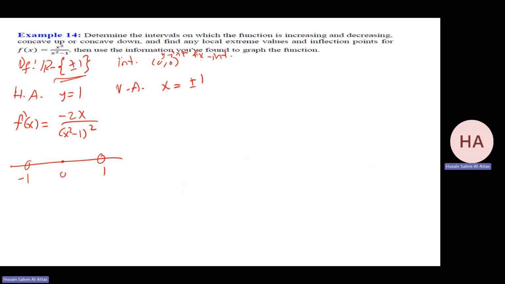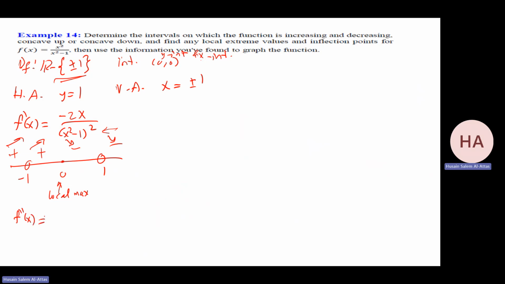Okay. So before minus 1, take a value negative. Actually, this has no effect. What will have the effect is minus 2x. So negative becomes positive, positive. This is negative, and this is negative. So it's increasing, increasing, decreasing, decreasing. I have a local maximum here at x equals 0. There's only one critical number, which is x equals 0, because the other ones are not defined. At minus 1 and 1, the function is not defined.